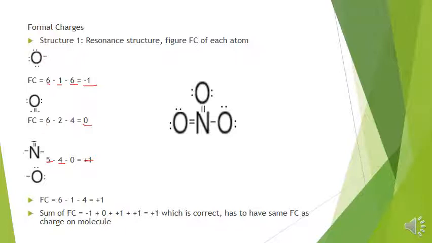Now, the sum of the formal charges is minus 1 plus 0 plus 1 plus 1 equals plus 1. And this is correct because the sum of the formal charges has to equal the charge on the molecule, which was plus 1. Okay.